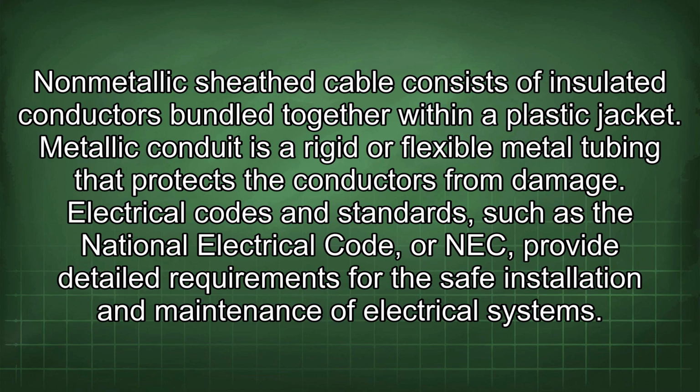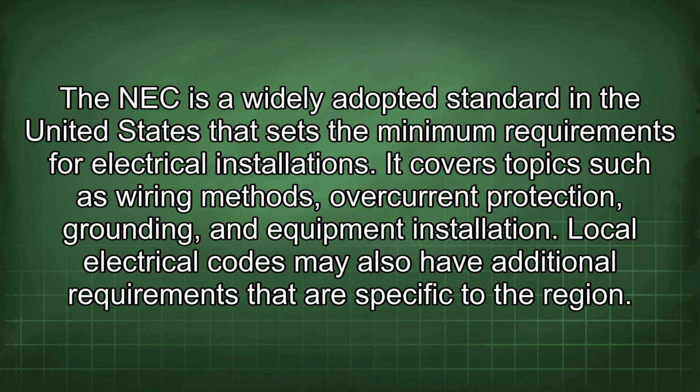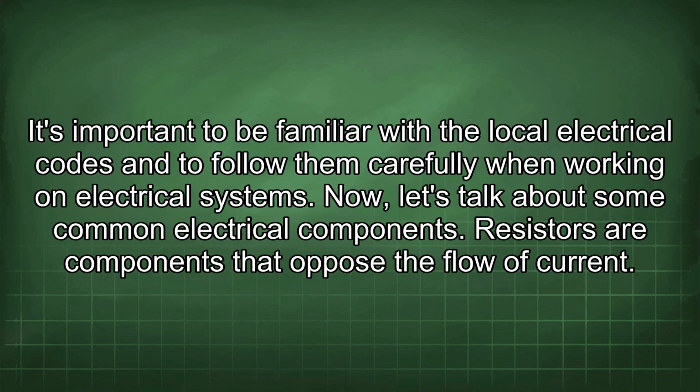Electrical codes and standards, such as the National Electrical Code, or NEC, provide detailed requirements for the safe installation and maintenance of electrical systems. The NEC is a widely adopted standard in the United States that sets the minimum requirements for electrical installations. It covers topics such as wiring methods, overcurrent protection, grounding, and equipment installation. Local electrical codes may also have additional requirements that are specific to the region. It's important to be familiar with the local electrical codes and to follow them carefully when working on electrical systems.